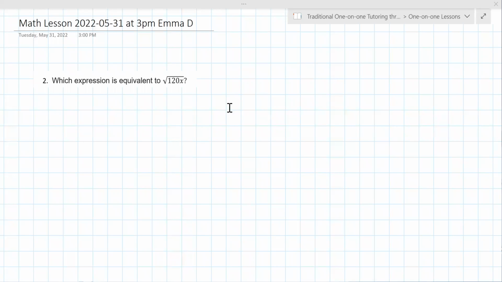And we'll get started. So if you're seeing my screen, it says, which expression is equivalent to the square root of 120x? So this is really two questions. It's what is the square root of 120 times the square root of x? You can actually break this apart that way. And the number you break apart using a factor tree.